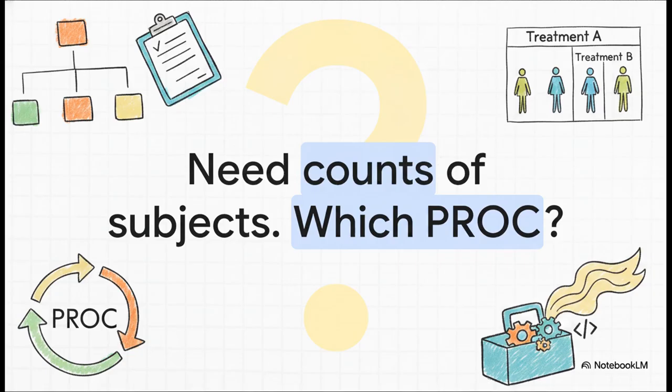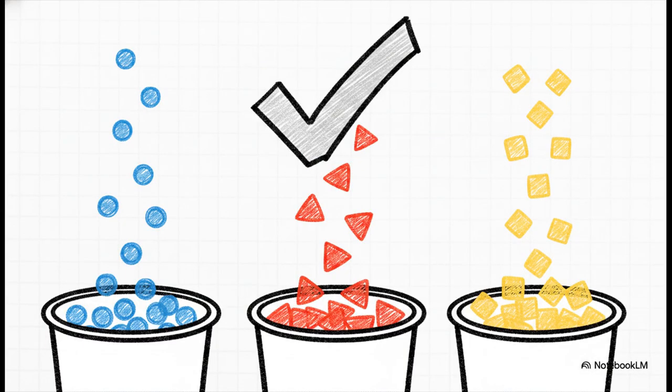Let's do a quick knowledge check to really lock in that decision tree we built earlier. Imagine you're working on a demographics table, and you need the total count of subjects in each treatment arm. Which PROC do you pull out of your toolkit? Did you guess it? The answer is PROC FREQ. Remember, treatment arm is a categorical variable. It's basically a bucket you put people in, like placebo or drug 10 milligrams. Whenever you need counts and percentages of a category, all roads point straight to PROC FREQ.